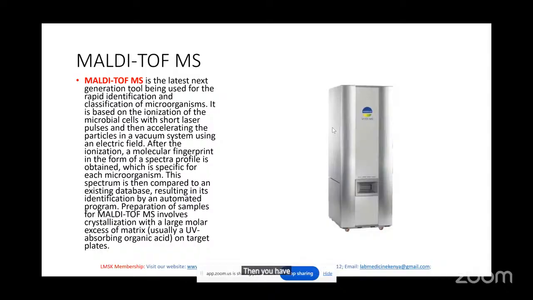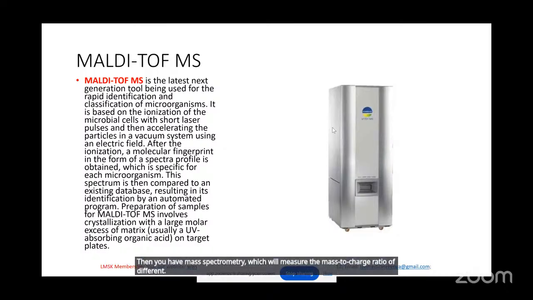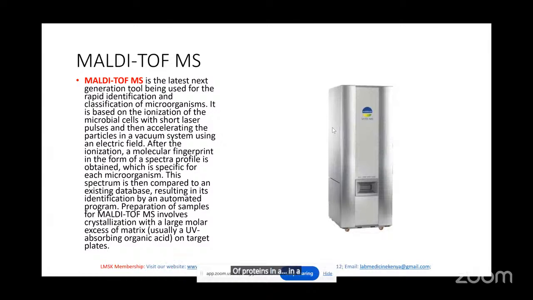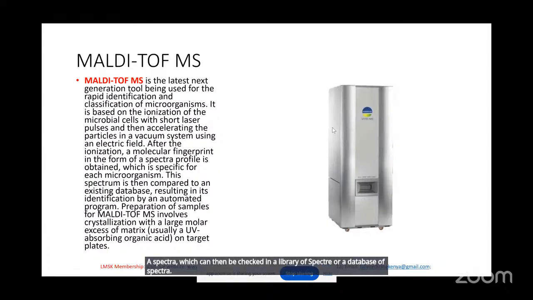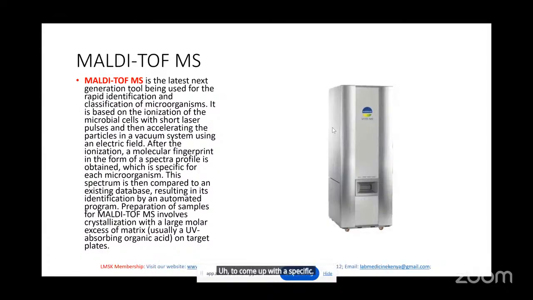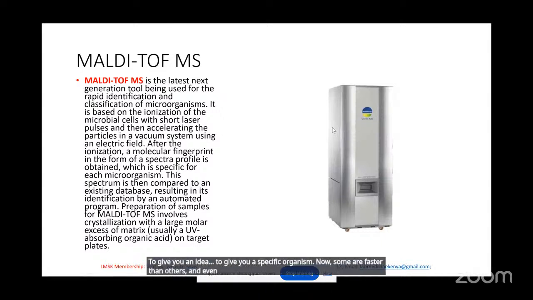Then you have mass spectrometry, which will measure the mass to charge ratio of different proteins in a microorganism to come up with a spectra, which can then be checked in a library of spectra or a database of spectra to come up with a specific ID of an organism. So they all clearly rely on the cultivation and isolation of an organism. And then that is what you introduce into these systems to give you a specific organism. Now, some are faster than others and even more accurate than others.